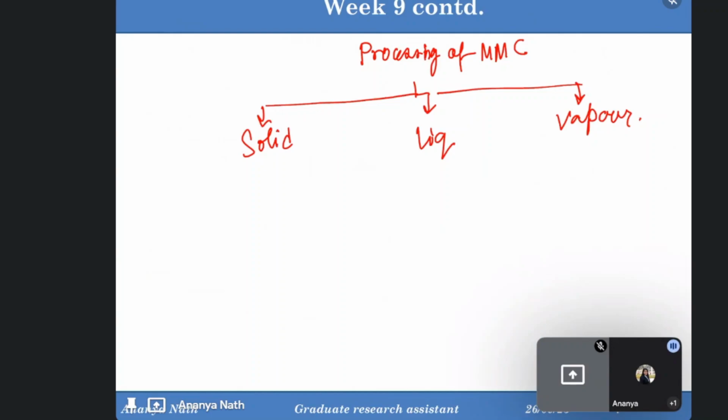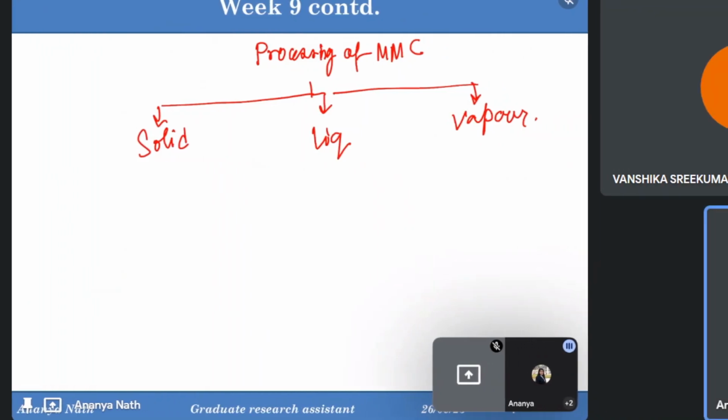It can be solid state of both particles and matrix. It can be liquid state, where we are going to add the particles in the liquid metal or matrix, or we are going to add some semi-liquid particles in the liquid matrix. And in vapor phase, we will process the metal matrix composite in the vapor phase.